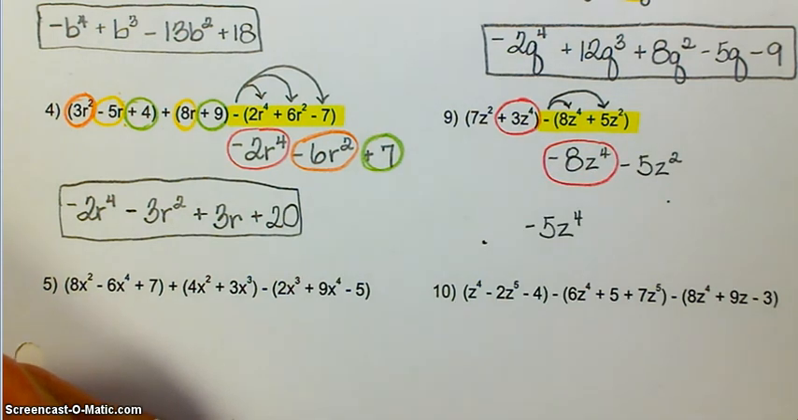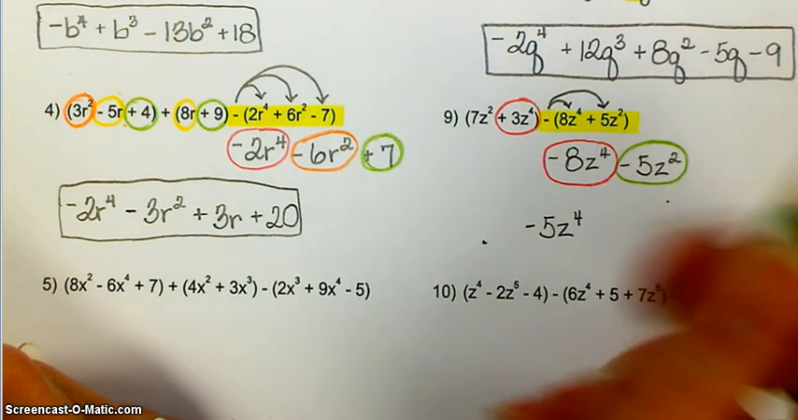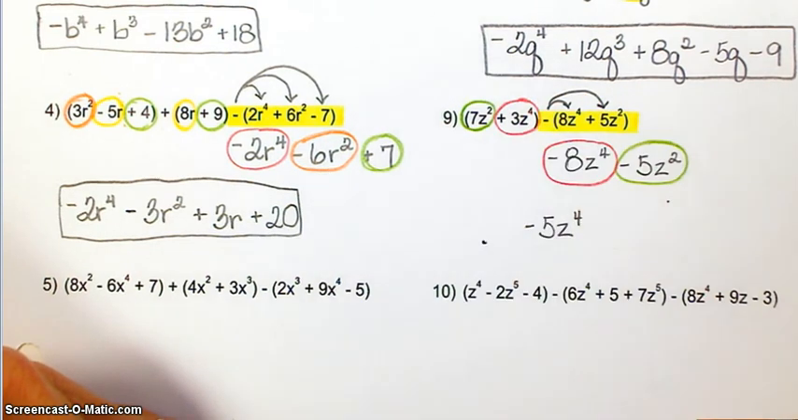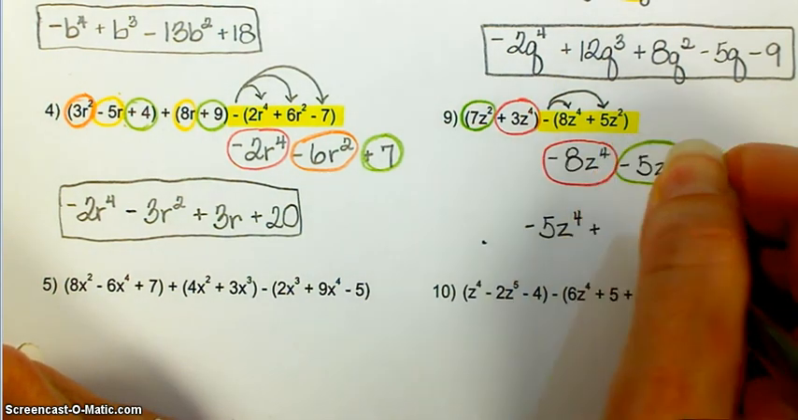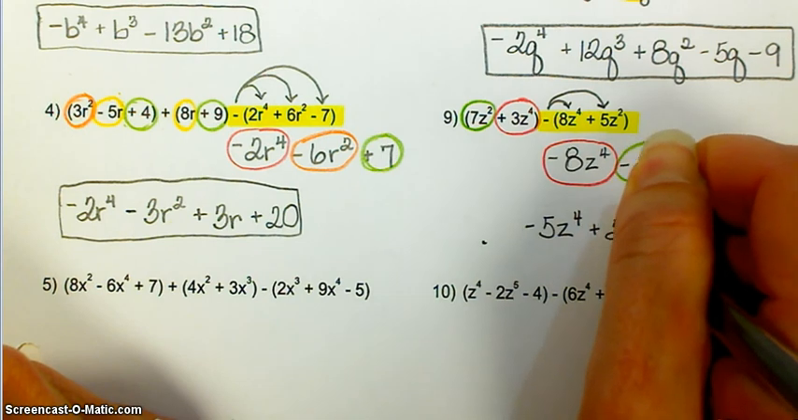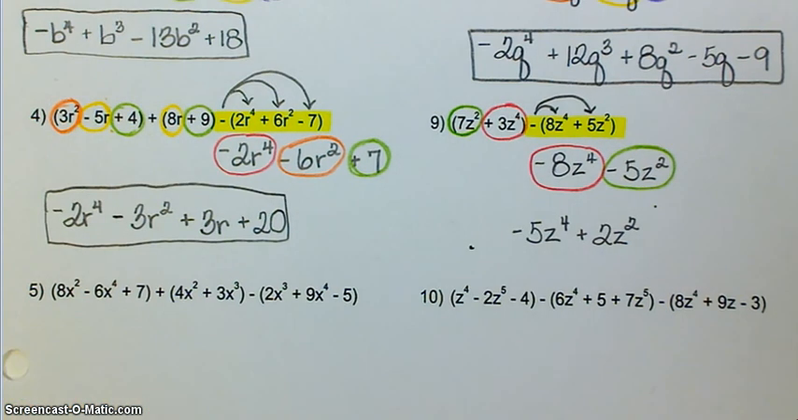Nothing to the 3rd. So the next thing we have is z to the 2nd. I have a negative 5z to the 2nd and a positive 7z to the 2nd. So that is going to be plus 2z to the 2nd. And that's it.